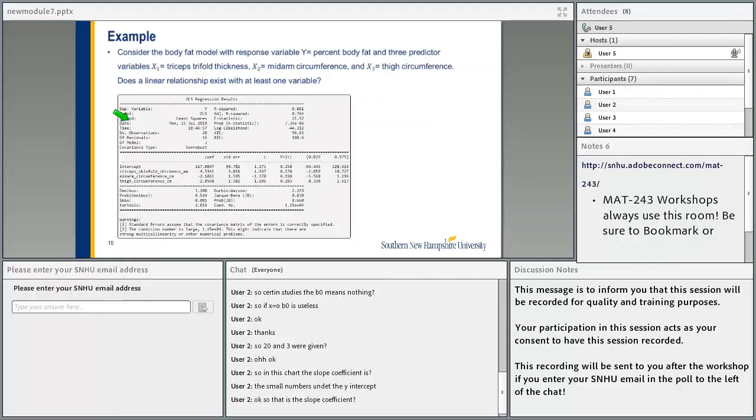So here we are saying that we're going to reject the null. So there is evidence that there is at least one value which is not 0. So either beta 1 or beta 2 or beta 3 is not 0. So there is a linear relationship between y and the x values. Any questions on the overall F test?